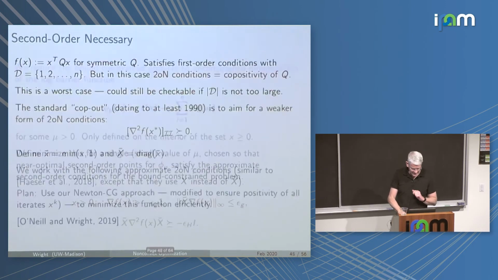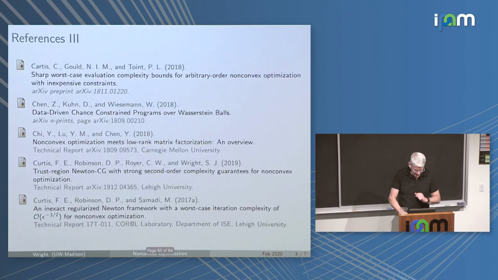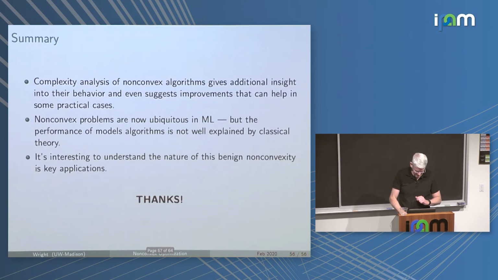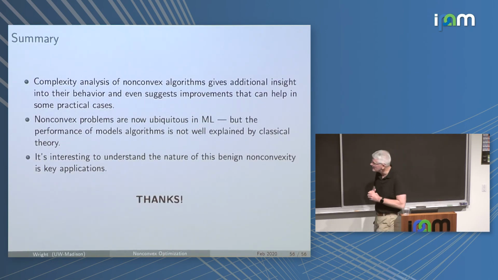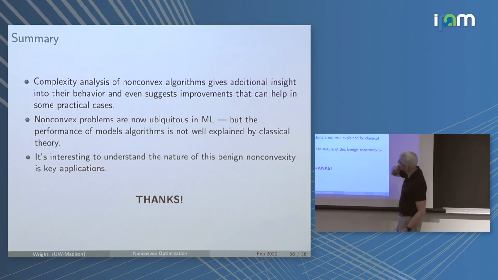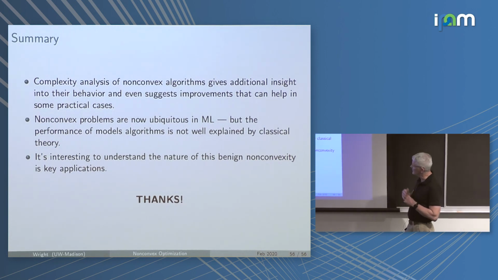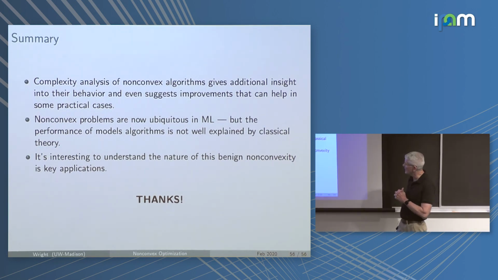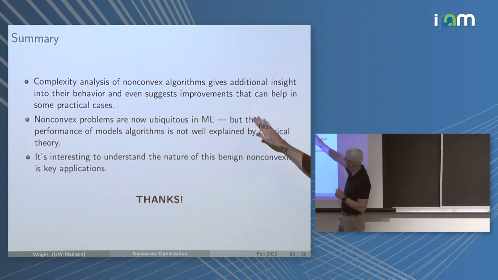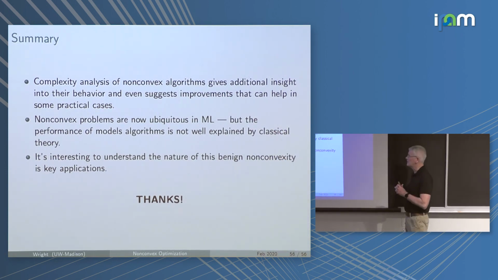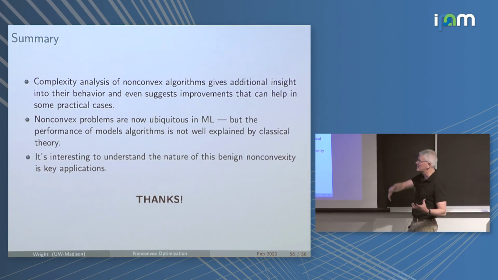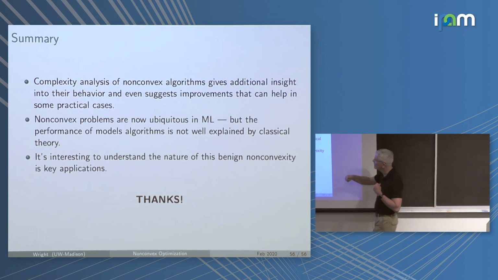So okay, I didn't get to do the third part, which is fine. I needed to use the adaptive strategy, the bailout strategy. But let me just go straight to the summary. My thesis is that complexity analysis of non-convex algorithms, particularly of established practical algorithms, gives us a little bit of extra insight into their behavior, and maybe even suggests some improvements that can sometimes be helpful. You can explicitly check that you're not stuck at a second-order point with negative curvature, and if you are, you know how to get away from it.